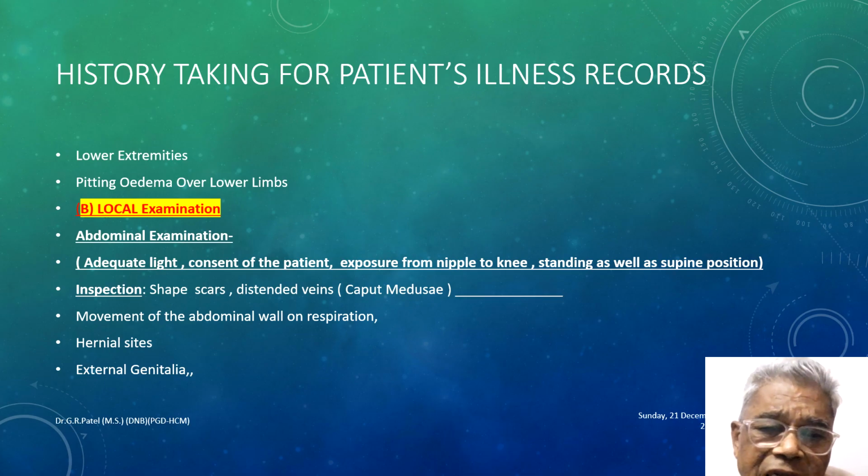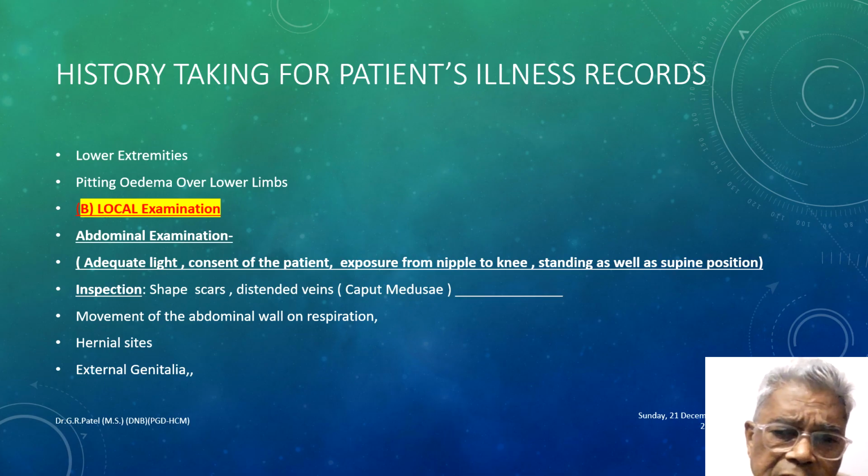Abdomen must be examined in a systematic way with inspection, palpation, percussion, and auscultation. In inspection, the movement of the abdominal wall and respiration may be absent or minimal due to peritonitis. Then visible lump, visible peristalsis must be looked for.